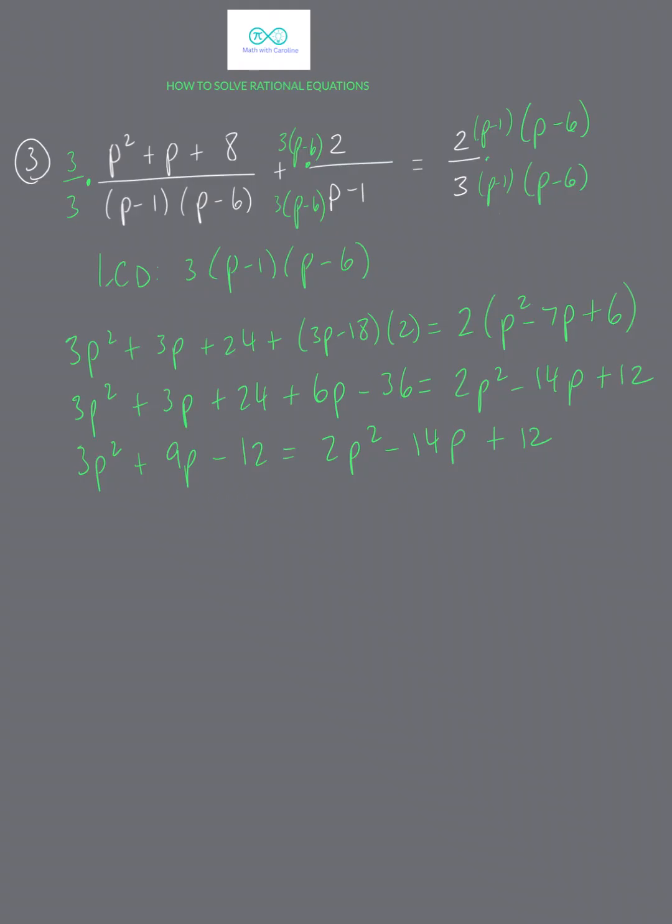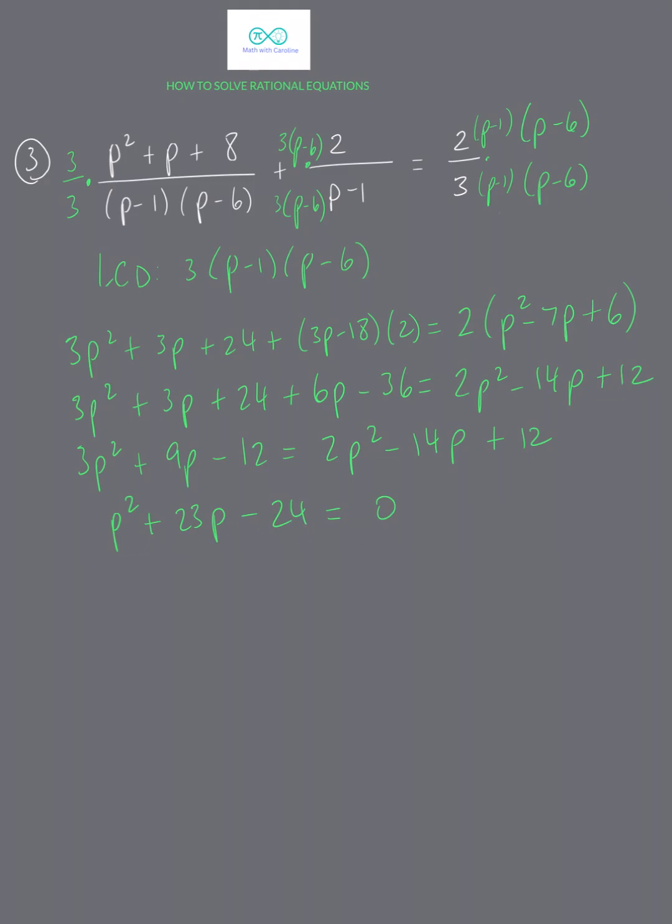So when I subtract 2p squared, I will have 1p squared. When I add 14p, I will have 23p. And when I subtract 12, I'll have minus 24. Now that my quadratic equation is set equal to 0, I can solve this by factoring or quadratic formula.